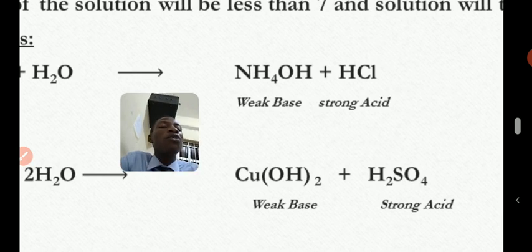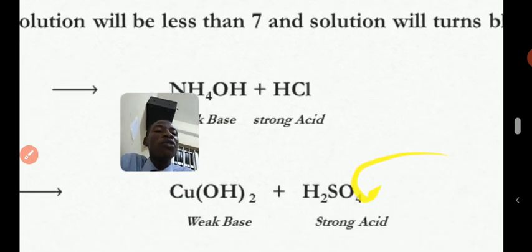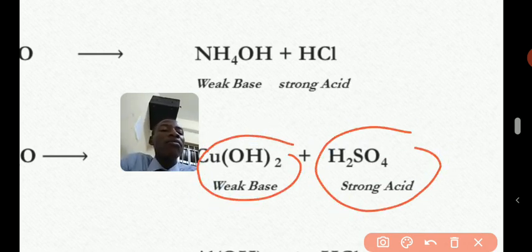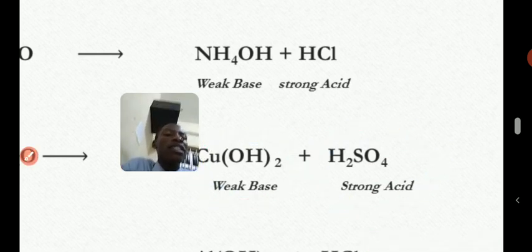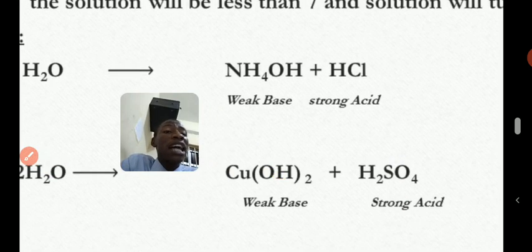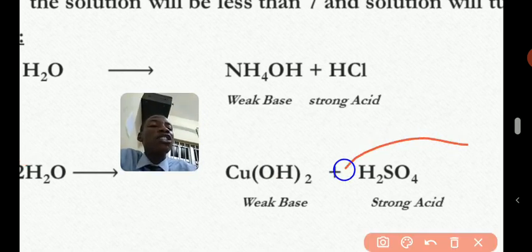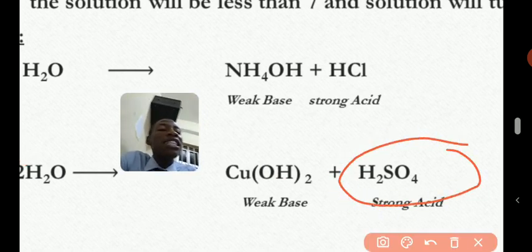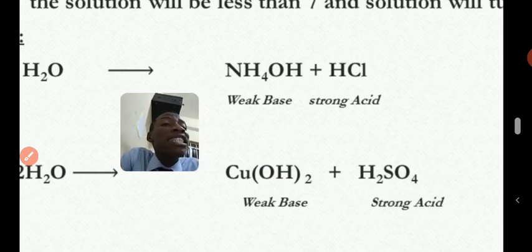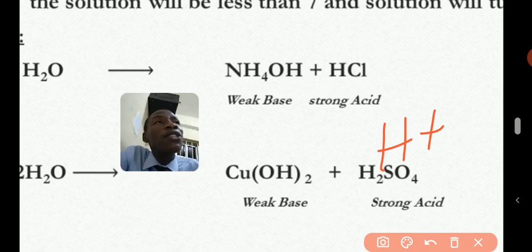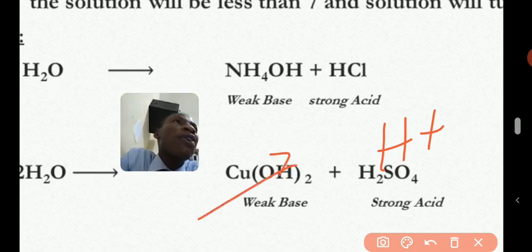So the solution will behave acidic because the H2SO4 is stronger than the copper hydroxide. Strong, don't forget, means that it will ionize completely. The weak one will not ionize. So if acid is the strong component there, all the acid will be ionizing. And when acid ionizes, what do they form? They form hydrogen ions, right? And that is why the solution is acidic. Because the base is weak, the base will not ionize.